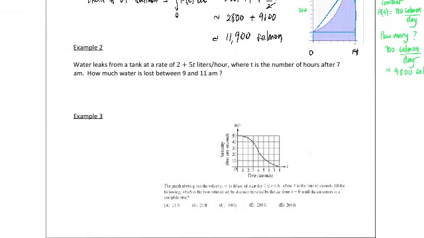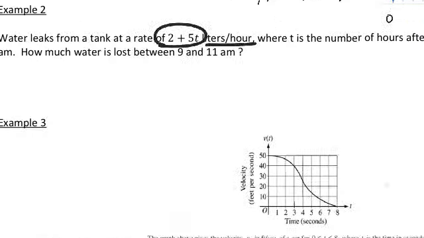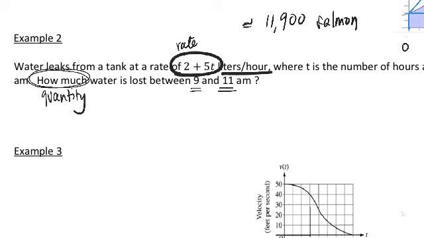Example 2, water leaks from a tank at a rate of 2 plus 5t liters per hour, where t is the number of hours after 7 a.m. How much, see, there's your quantity, here's your rate. How much water is lost between 9 and 11 a.m.? So first of all, if we're counting from 7, then 9 is t is equal to 2 and 11 is t is equal to 4. So the integral of the rate is going to give me the quantity from 2 to 4, right? And I just have to do the integral.